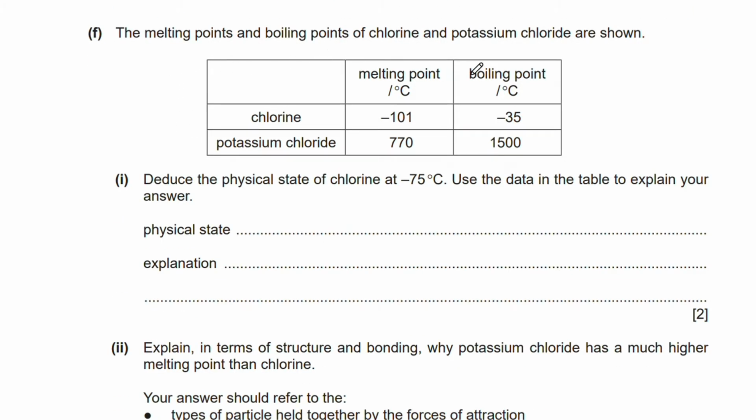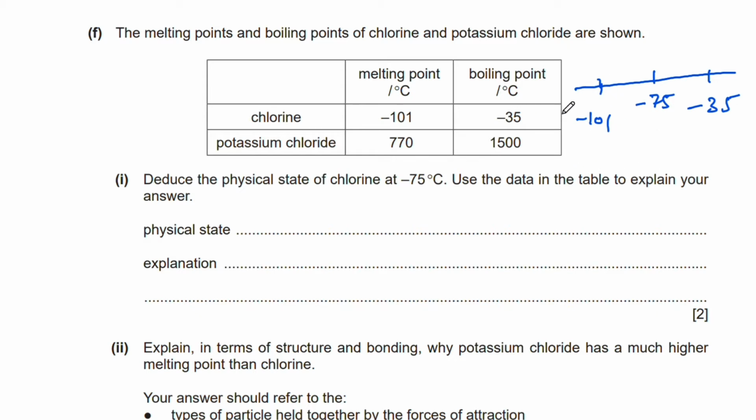The melting and boiling points of chlorine and potassium chloride are shown. Chlorine: melting point minus 101, boiling point minus 35. Similarly for potassium chloride, melting point and boiling point are given to you. Deduce the physical state of chlorine at minus 75 degrees Celsius. Use the data in the table to explain your answer. Physical state. So see, let me explain it to you with a number line. Now consider this as a number line. Now this will be minus 101 and this will be minus 35, and minus 75 will lie in between them.